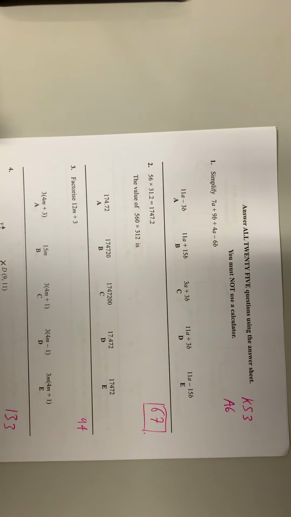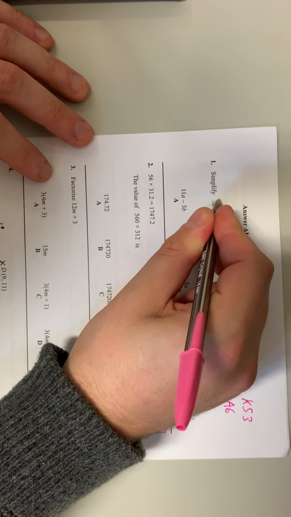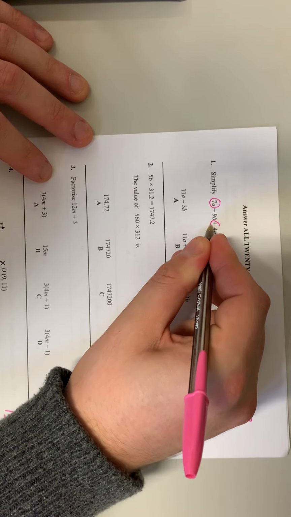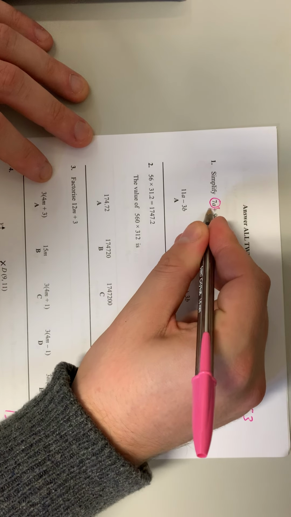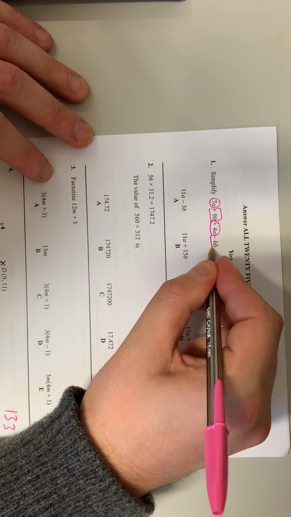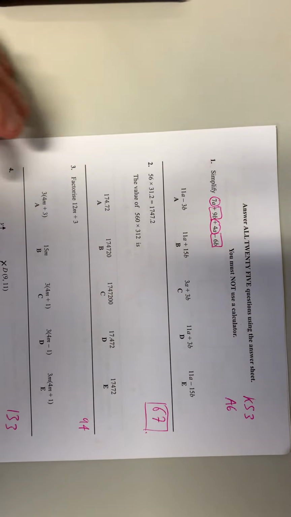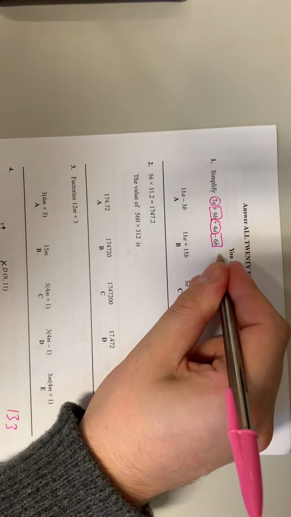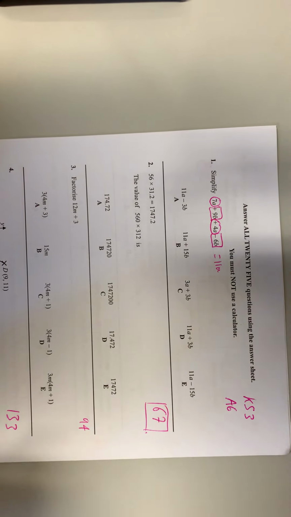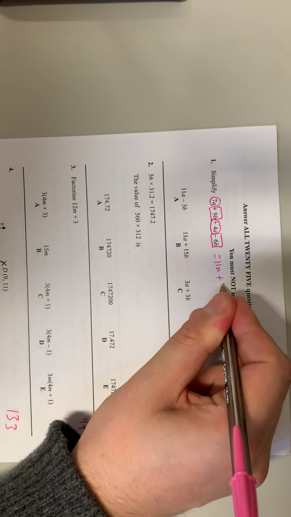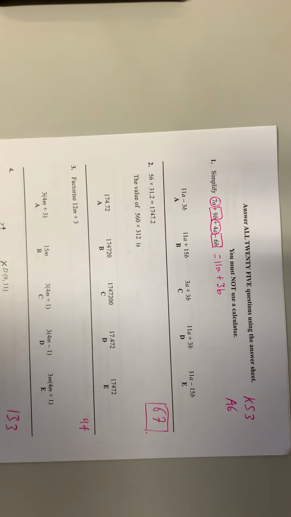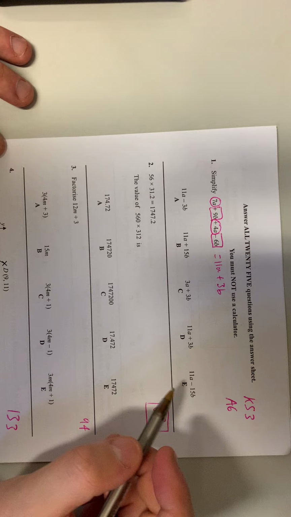Question 1. Simplify 7a, add 9b, add 4a minus 6b. 7a and 4a are of the same type. 9b and negative 6b are of the same type. 7a add 4a is 11a. 9b take away 6b is positive 3b. The one that says 11a add 3b is D.